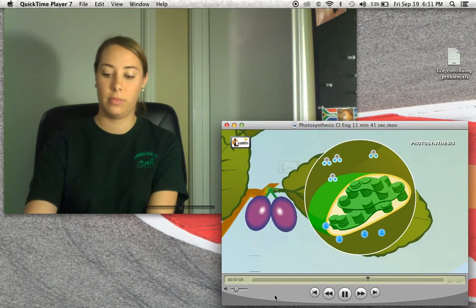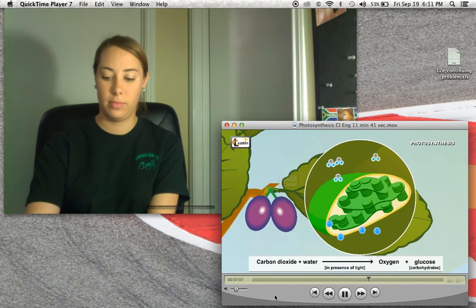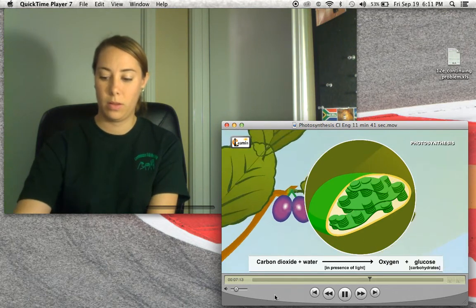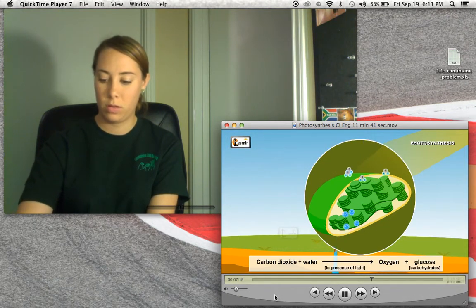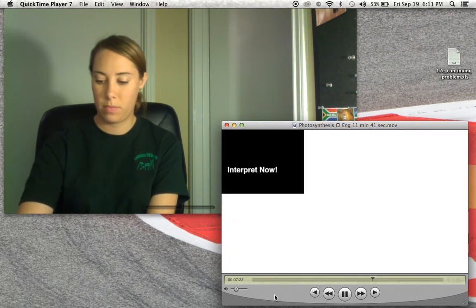Carbon dioxide plus water in the presence of light energy results in oxygen plus glucose or carbohydrates. The products formed are glucose and oxygen. Carbohydrates, which are a form of glucose, are synthesized from carbon dioxide and water.